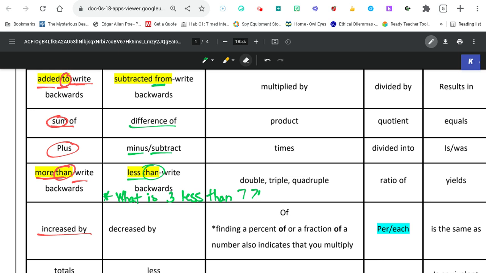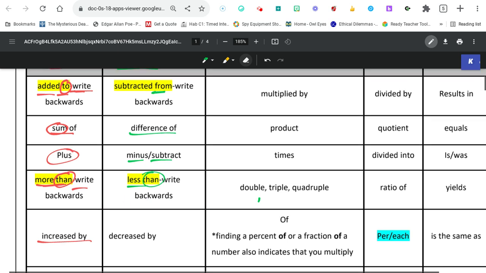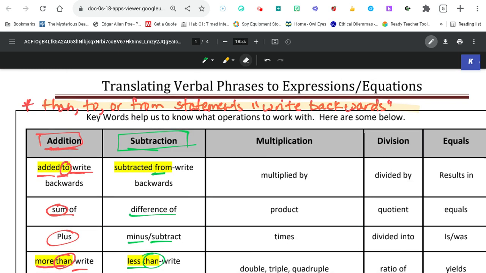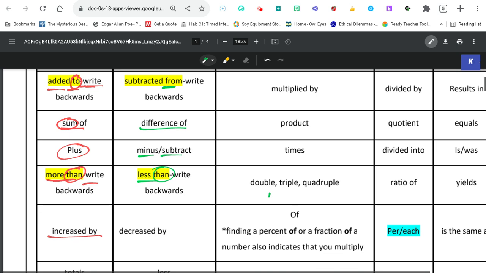Make sure you're making little notes, okay? Again, the easiest way to remember this is using this right here. Than, to, or from statements, write backwards. All right.